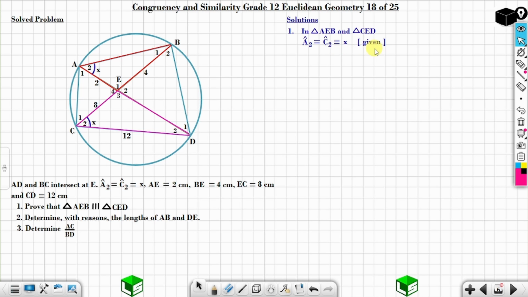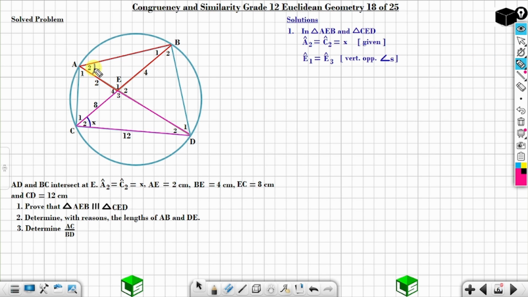You have to write the reason. This is given. Angle E1 is equal to angle E3. Vertically opposite angles. Okay, vertically opposite angles are equal. Okay, now we have proved. Let me show you.